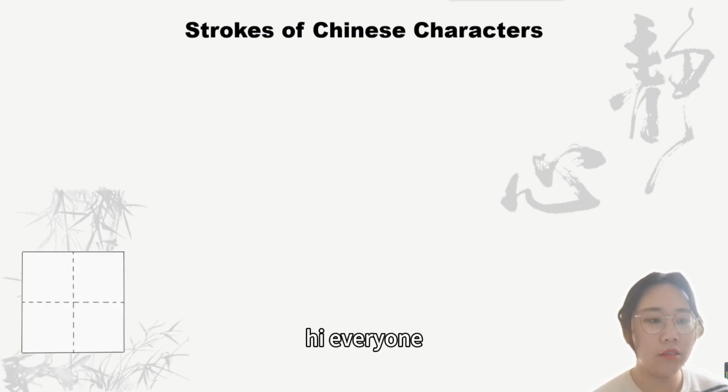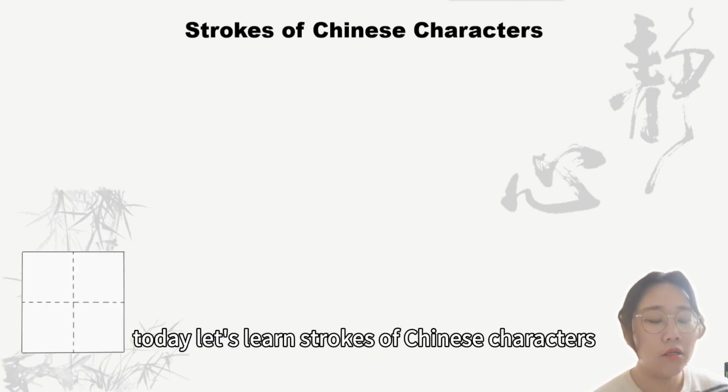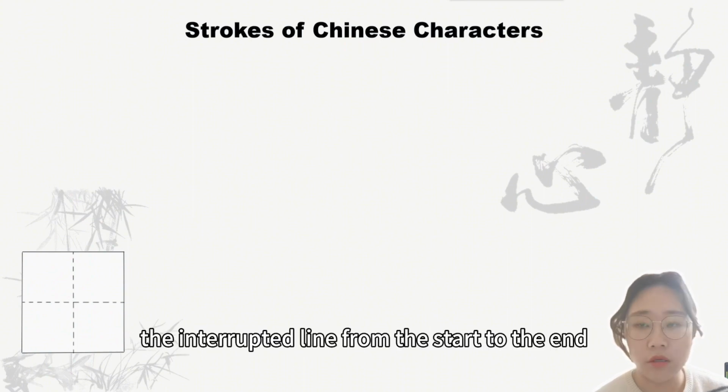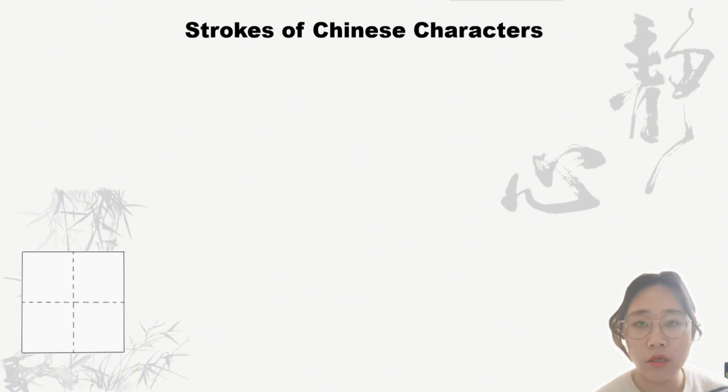Hi everyone. Today let's learn strokes of Chinese characters. The uninterrupted line from the start to the end is called a stroke.